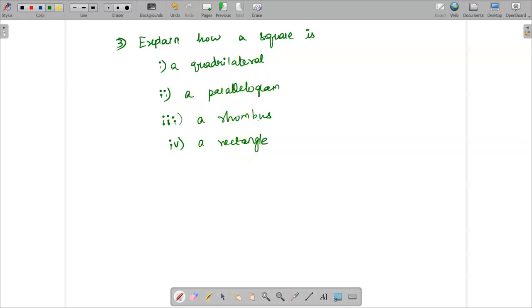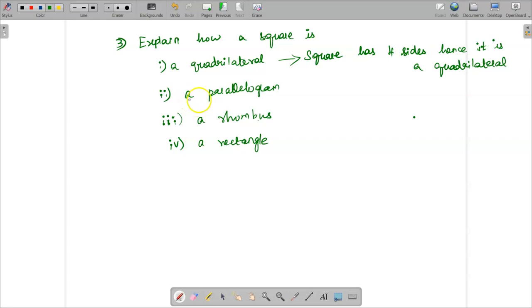So first of all, a quadrilateral is one which has 4 sides. Definitely a square also has 4 sides. So we can say that a square is a quadrilateral. Hence it is a quadrilateral. Quadrilateral is one which has 4 sides, and a square also has 4 sides, so I can say that a square has 4 sides, hence it is called a quadrilateral.